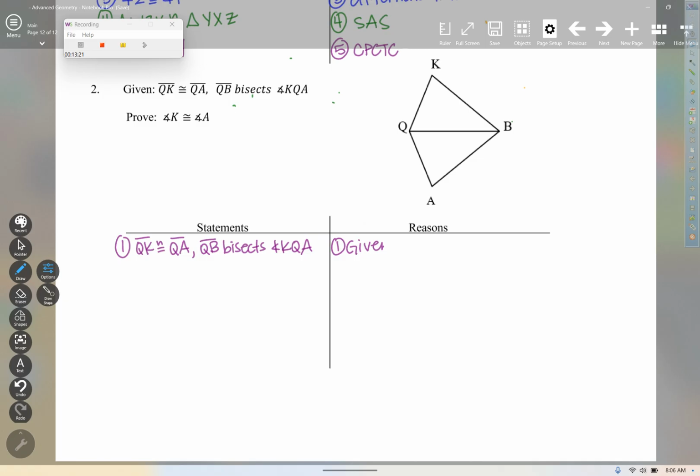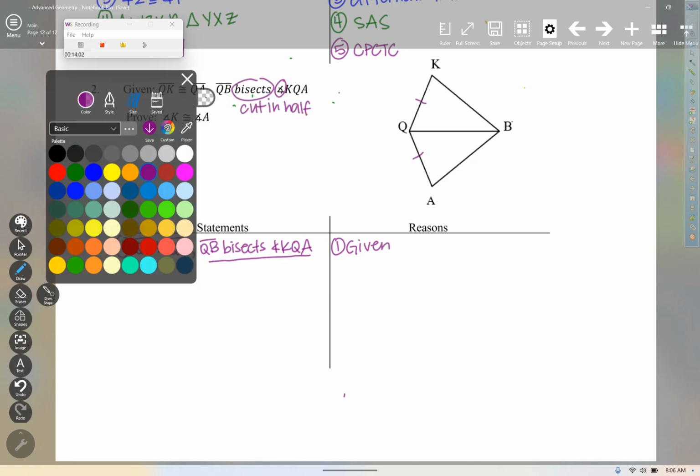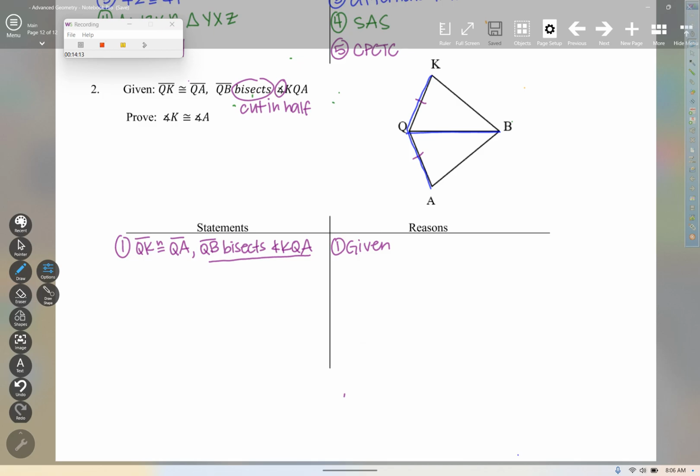This guy right here, QB bisects angle KQA, that's a hint. So QB bisects, just remember bisects means to cut in half, and it cuts an angle in half. Remember, the angle is always in the middle, so KQA is being cut in half by QB. So angle Q is being cut in half, so I can use my little arc marks to cut that in half.